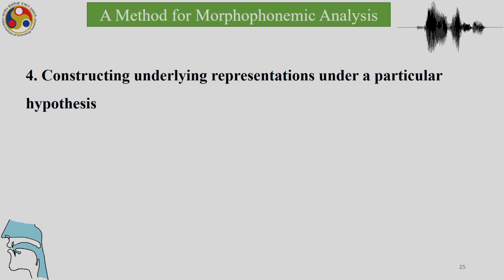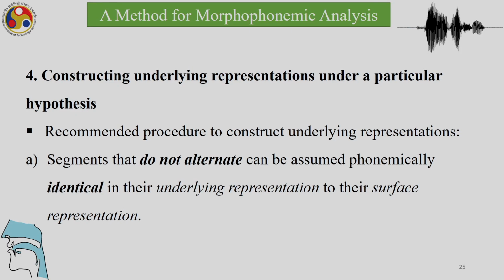There is no algorithm as such in phonology to find out the underlying forms, but there are tried and tested methods of analysis. So, constructing underlying representations under a particular hypothesis. A recommended procedure to construct underlying representations: segments that do not alternate can be assumed to be phonemically identical in their underlying representation to their surface representation.